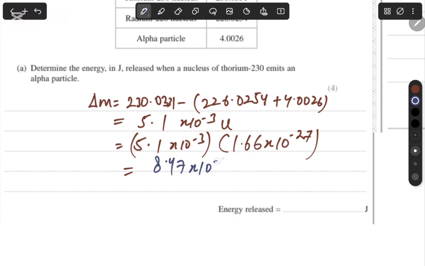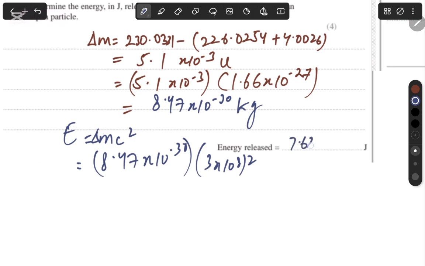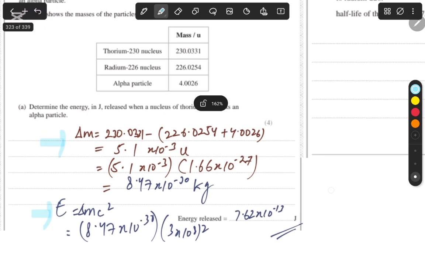So you'll get the answer 8.47 times 10 to the power of minus 30 kg, and then you're going to plug it into E equals change in m c squared. So you're going to get 8.47 times 10 to the power of minus 30 times (3 times 10 to the power of 8) squared, and that's going to give you 7.62 times 10 to the power of minus 13 joules. Okay, I made a little bit of a mistake here, but this is a pretty standard question, and you should be able to get all the marks up to now.